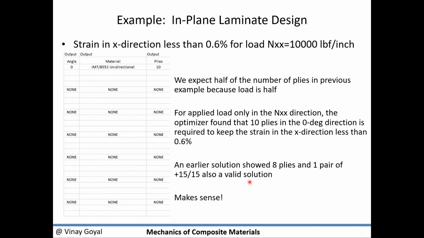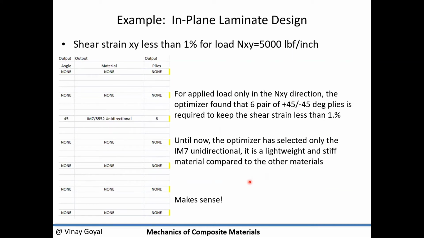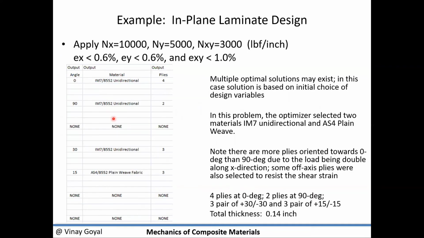And so we can run another example here. Here I have shear loading applied only, and I want the shear strain to be less than 1%. NXY is 5,000 pounds per inch. If I run this example, I will get just IM7 8552 unidirectional and 6 plies at 45 degrees. That makes total sense because the 45-degree ply is the one that will resist pure shear motion. And so the optimizer was able to get to that state.